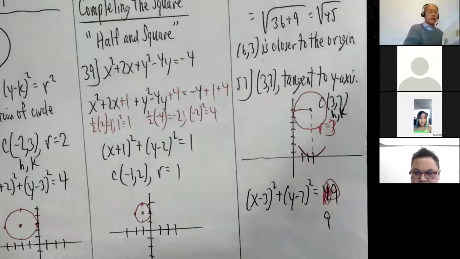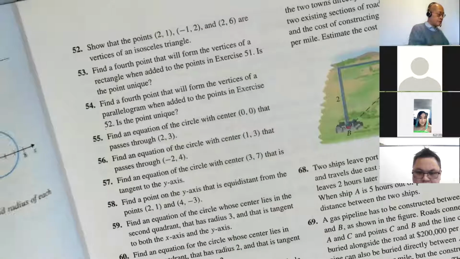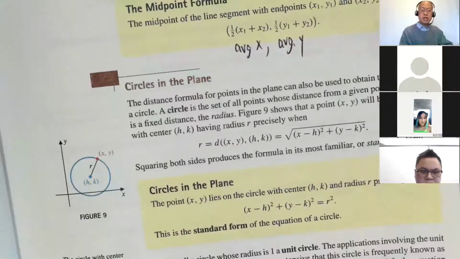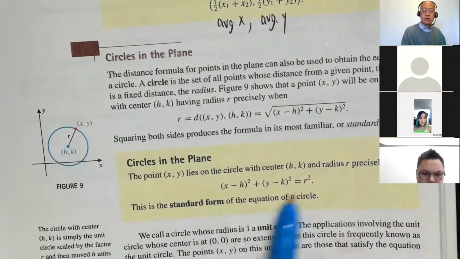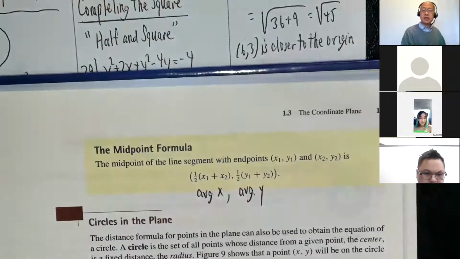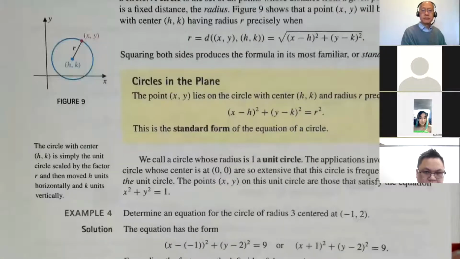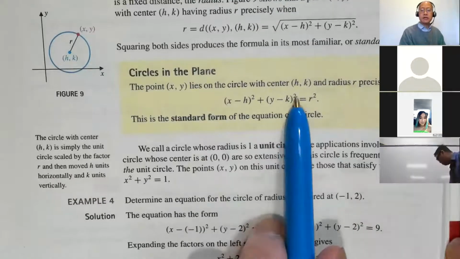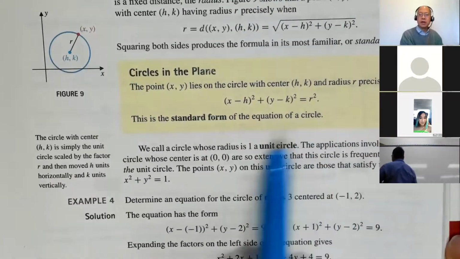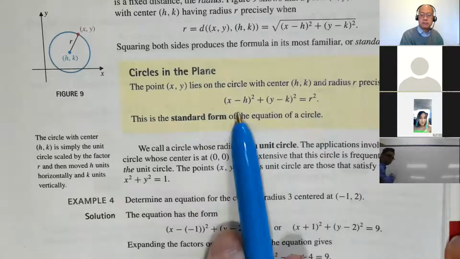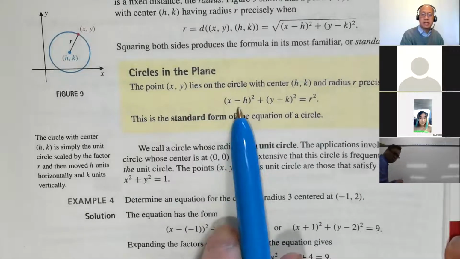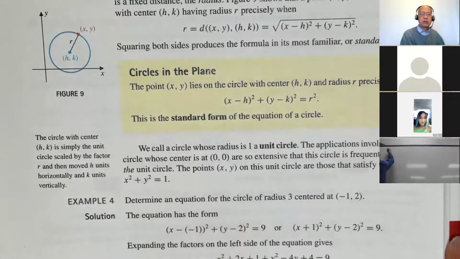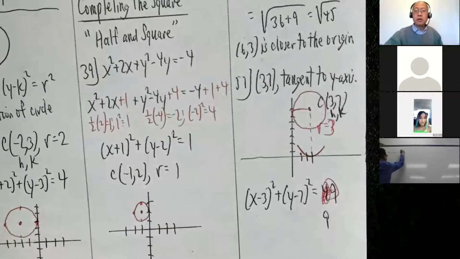So again, this is an application of this formula. And again, put this on your cheat sheet if you wish. And where is it in the text? Page 17. The point x,y lies on a circle with center h,k. So if the center is h,k, the radius is r. Here's the equation: (x minus h) squared plus (y minus k) squared equals r squared. So that's how to do that one.